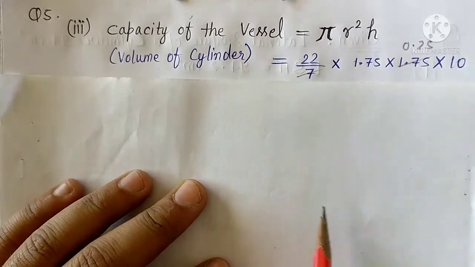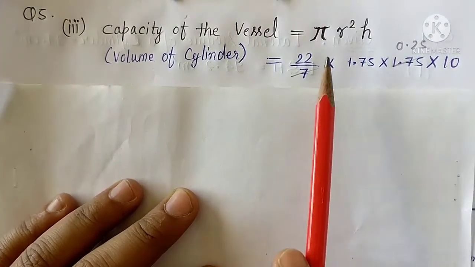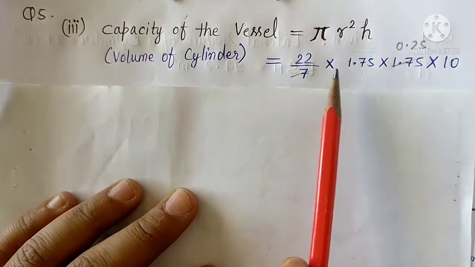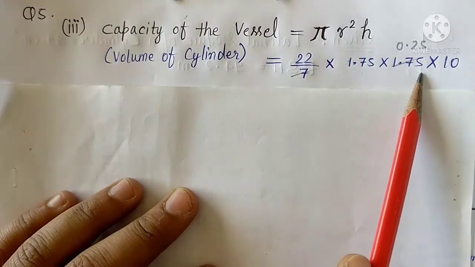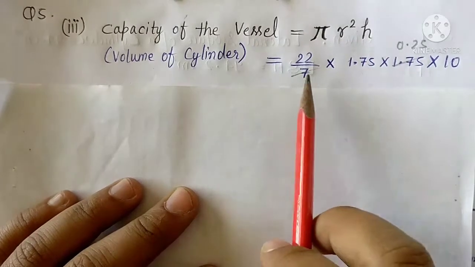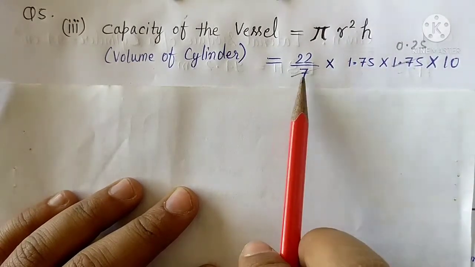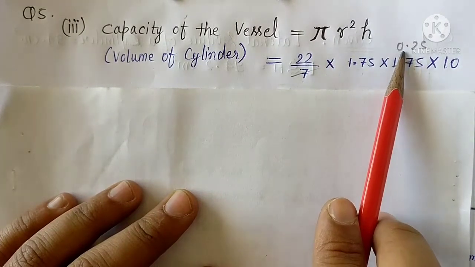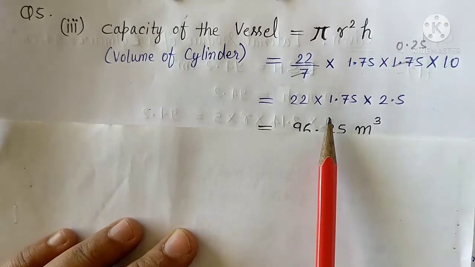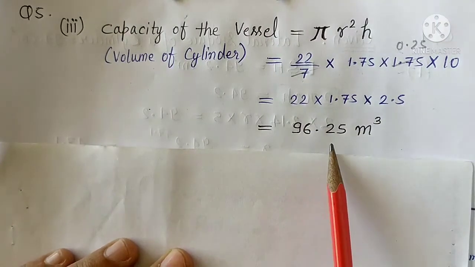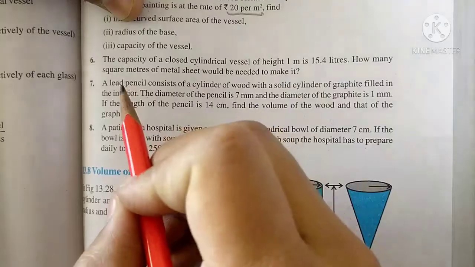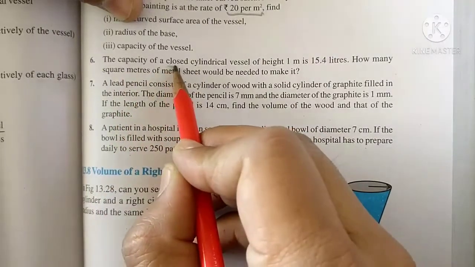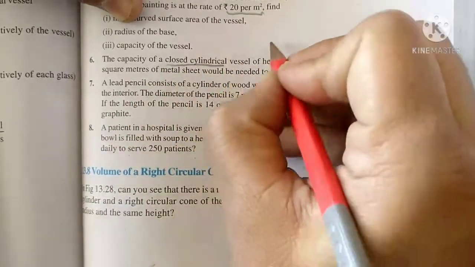Pi r square h. Now what is the pi value? 22 upon 7. R is what we just found, 1.75. Square means you have to multiply 2 times, 1.75 multiplied by 1.75 into h. H is given as 10. If you divide 1.75 by 7, it comes 0.25. So 22 multiplied by 1.75 multiplied by 0.25 multiplied by 10. So how much will it come? 96.25 meter cube.